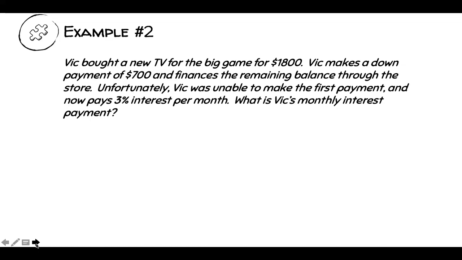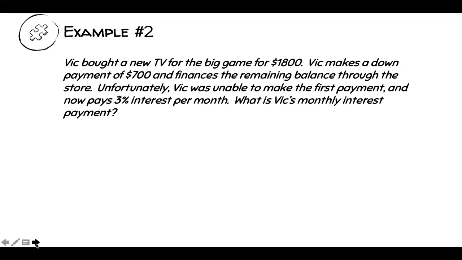Our last example says, Vic bought a new TV for the big game for $1,800. He makes a down payment of $700 and finances the remaining balance through his store. Unfortunately, Vic was unable to make the first payment and now pays 3% interest per month. What's Vic's monthly interest payment?